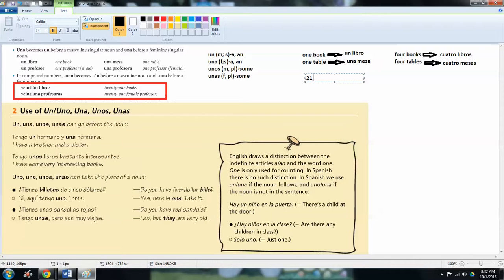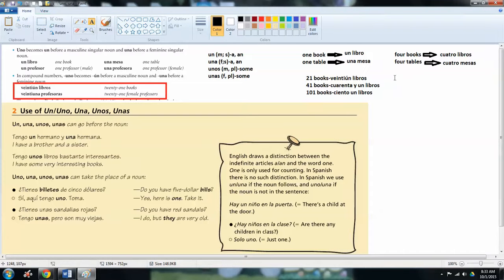So if I have 21 books or 41 books, or 101 books. 21 books is still going to be 21 libros. 41 books is 41 libros. And 101 books is going to be 101 libros. So even when it's a compound number, if there's a one in there and it's being used to describe the amount of something you have, you're going to use un if it's something masculine.